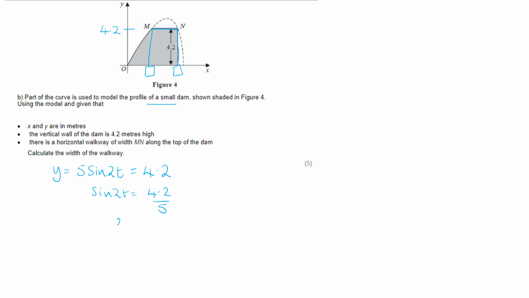But inverse sine of the 4.2 over 5 gives us that 2t is 0.997. Now that's what our calculator will give us, but remember there'll be two answers from our sine graph. Our calculator has given us this value. We need to do pi minus to get the other one, which will be 2.144, and dividing by 2 will give us our t's, 0.4985 or 1.0722. Now what we need to do is not find t's, we need to find the x coordinates.